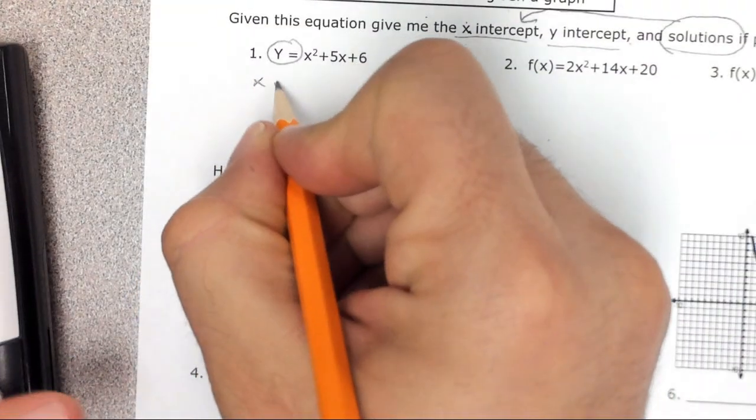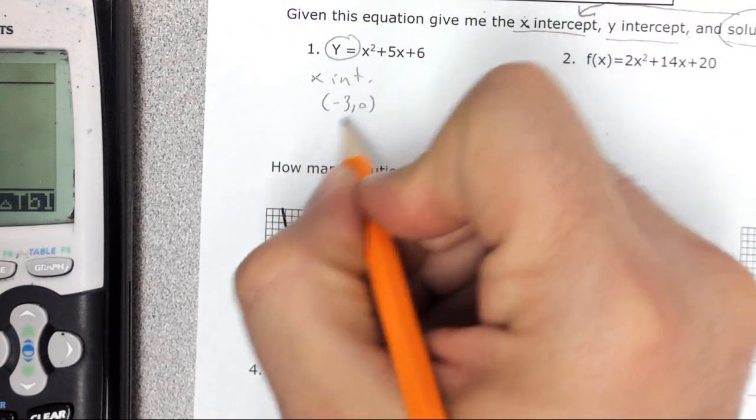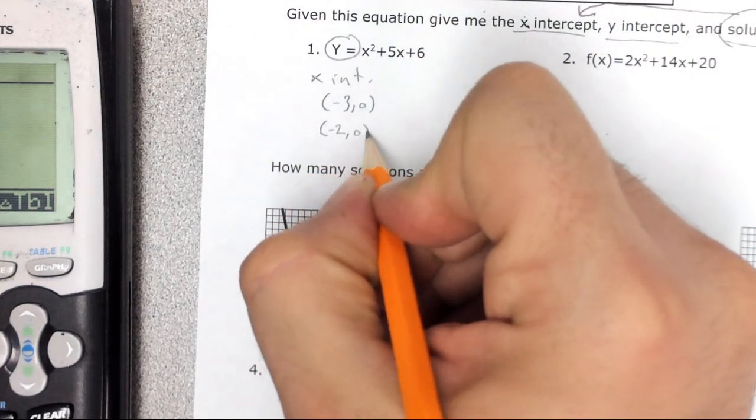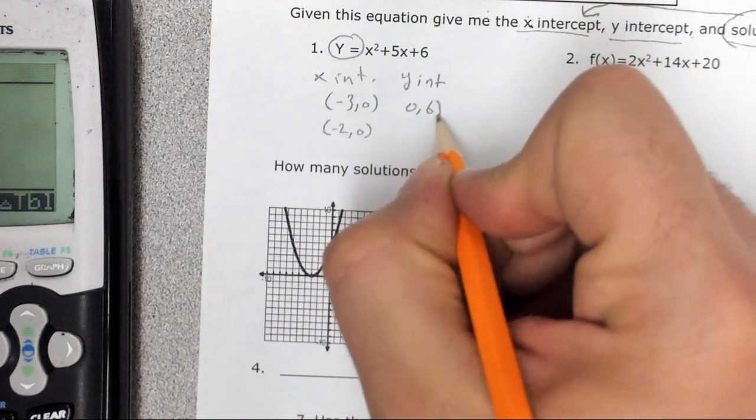So the x-intercepts are -3, 0 and -2, 0. The y-intercept is 0, 6. Again, we got those from the calculator.